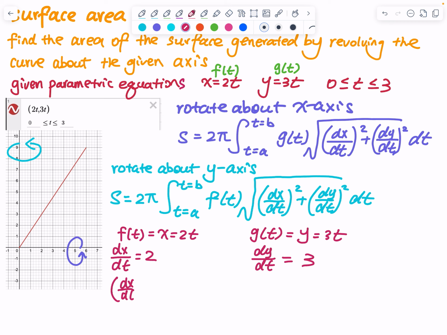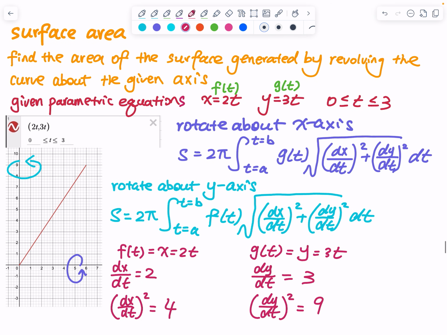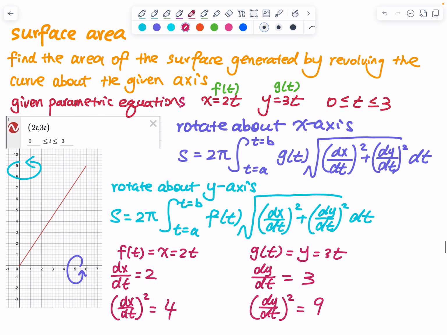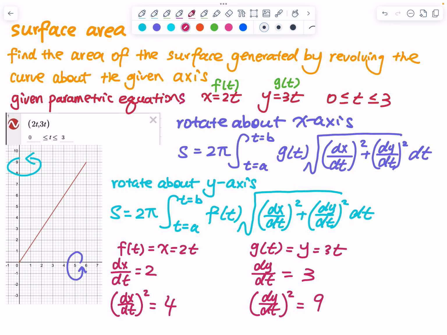dx/dt squared equals 4. dy/dt squared is equal to 9. By the way, I already wrote a lot, right? Feel free to just pause the video, write down everything that you need, and then resume the video and continue watching.